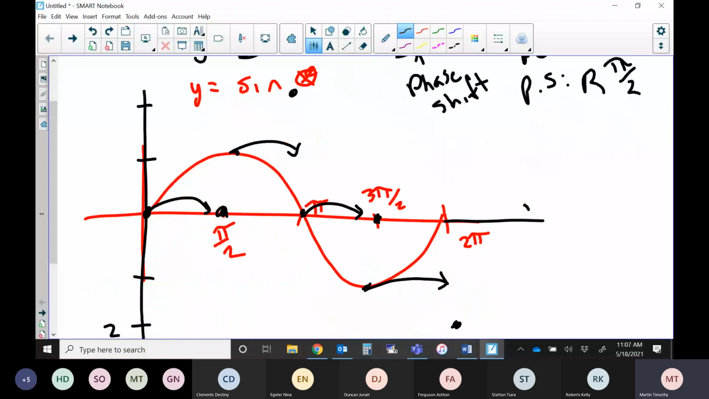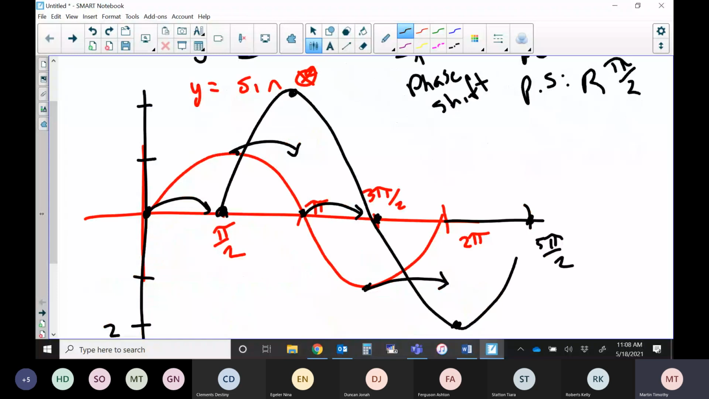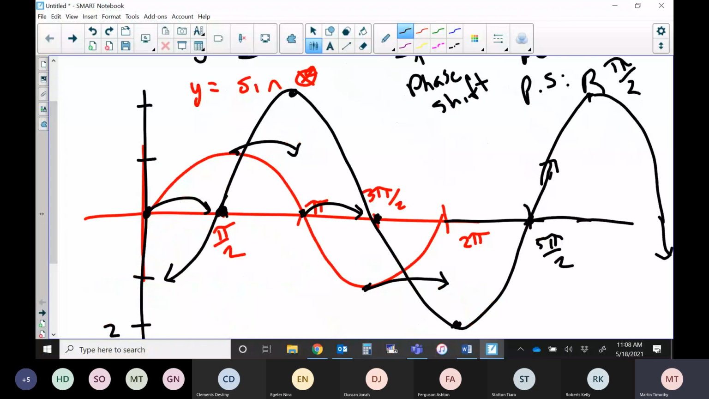And then finally, I need an extra one of these, which if I count by pi over 2, this is 1 pi, this is 2 pi, this is 3, this is 4, so this would be 5 pi over 2. And it returns back to there. So it goes up, through here, through there, and it would continue that pattern. If I went over another pi over 2, it would go all the way back up to the maximum. If I went over another pi over 2, it would go down back to the midline, and it would continue that pattern. Same back here.